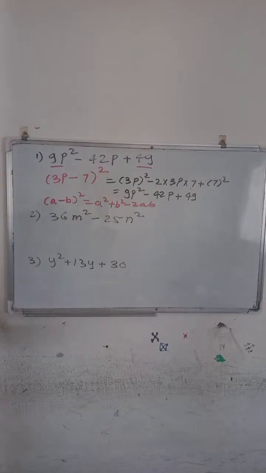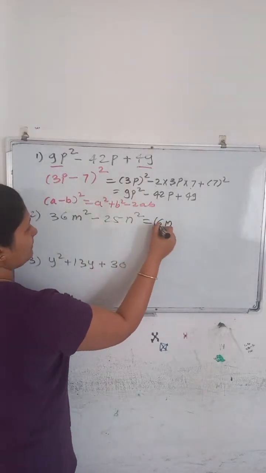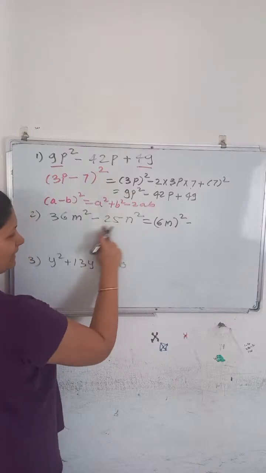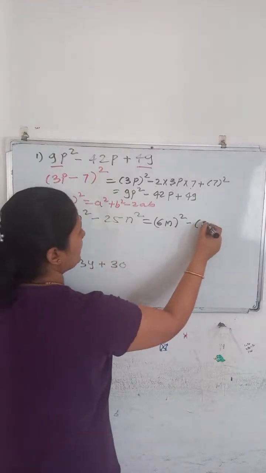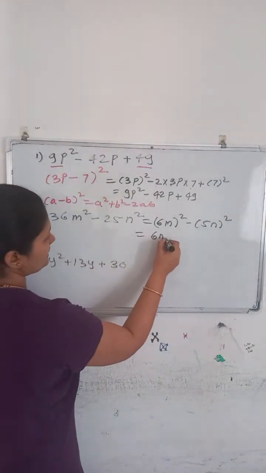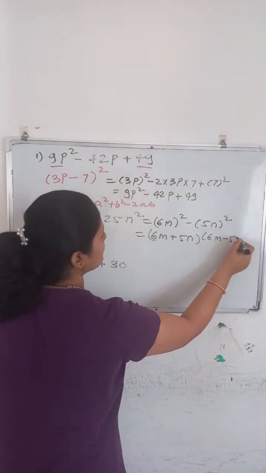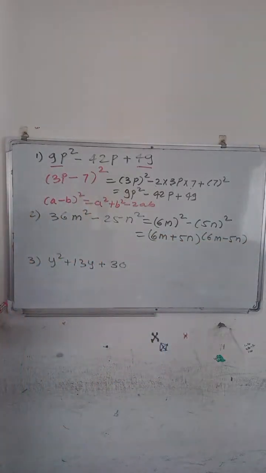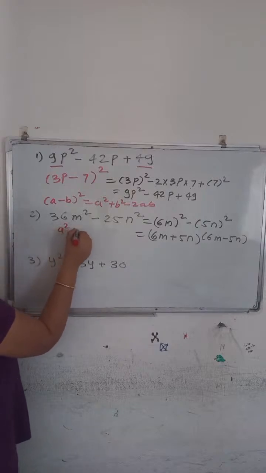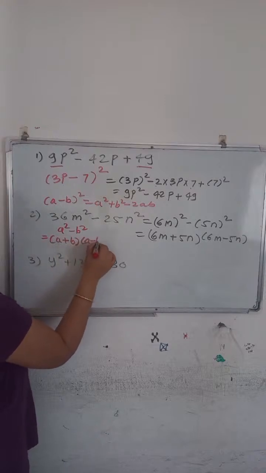30th question, first bit we did. Now here you can see this question. 36m square is nothing but 6m whole bracket square, and 25n square, if you take a square root, that is 5n whole bracket square. This will come as 6m plus 5n and 6m minus 5n, because this is nothing but a square minus b square, which is a plus b and a minus b.